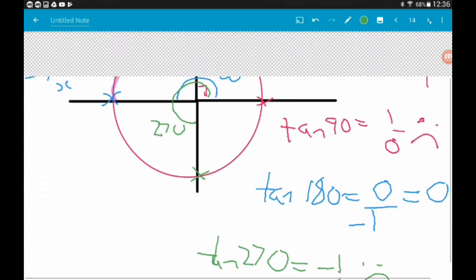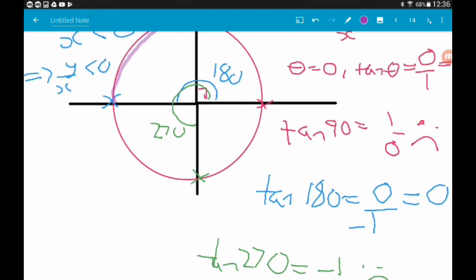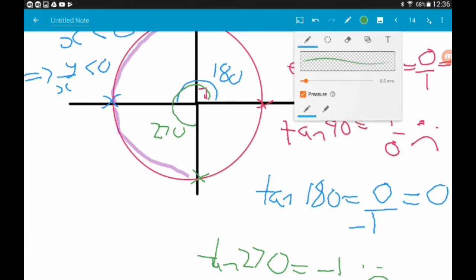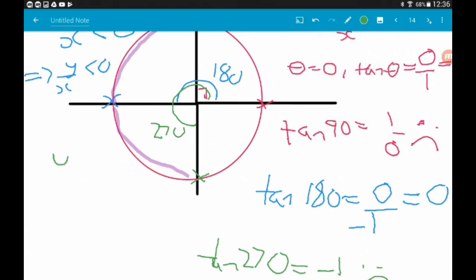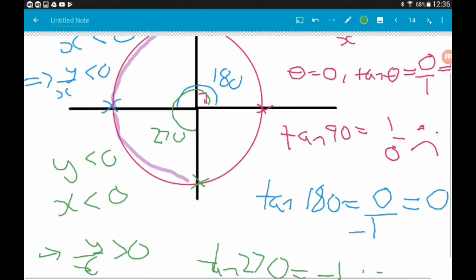Now, why do we get this positive part of the graph? Well, on this part of the circle now, y is less than 0 and x is less than 0. They're both negative. Therefore, y divided by x, negative divided by negative, gives us a positive value.